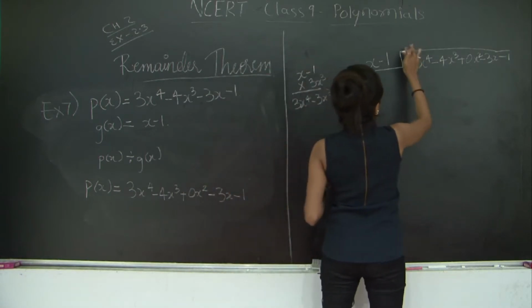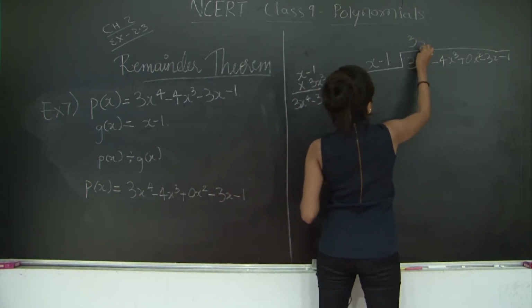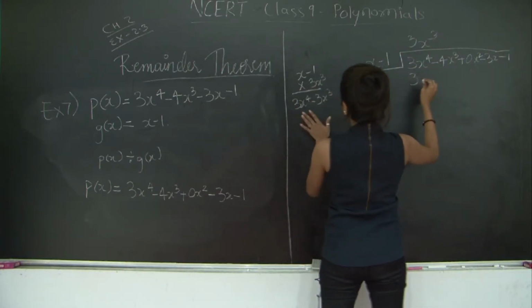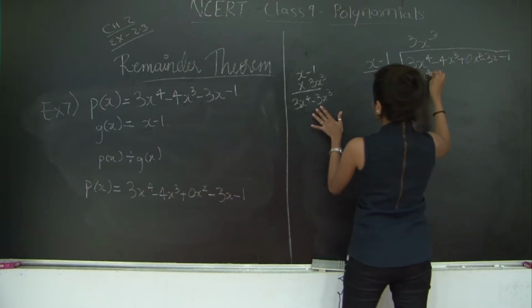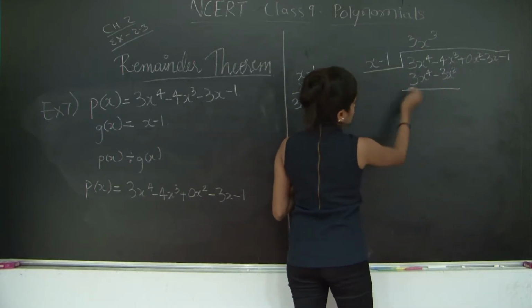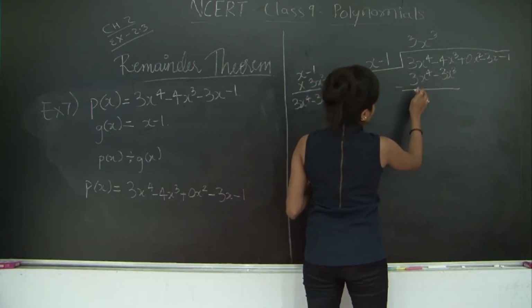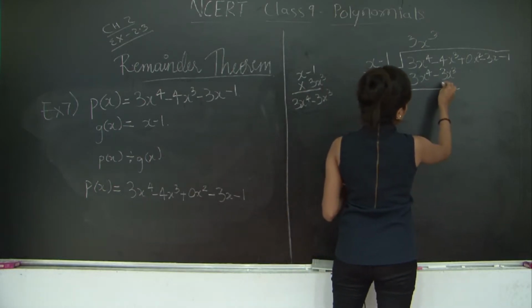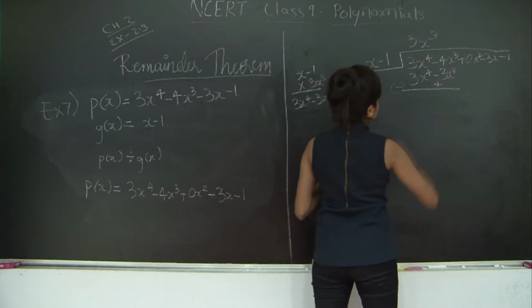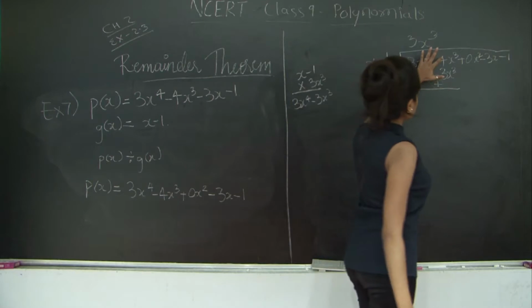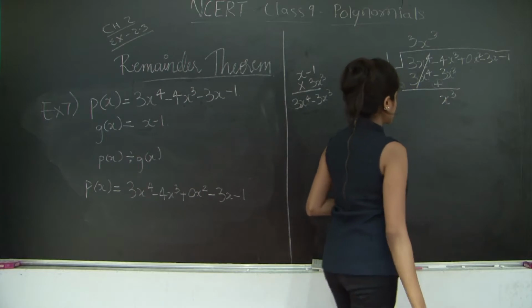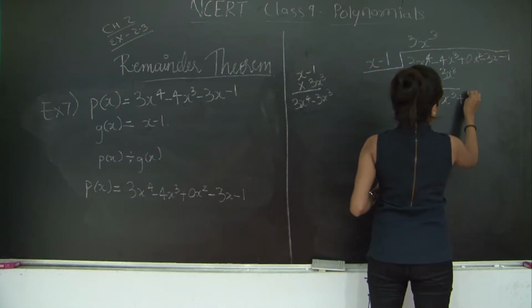Correct? So I am writing my quotient over here, which is 3x^3. x minus 1 into 3x^3 gives me 3x^4 minus 3x^3. When you negate this, plus 3x^4 becomes minus 3x^4 and minus 3x^3 becomes plus. I am just circling this for your understanding. Okay. So minus 4x^3 plus 3x^3 will give me 1x^3, which is nothing but x^3. I am going to bring down 0x^2.